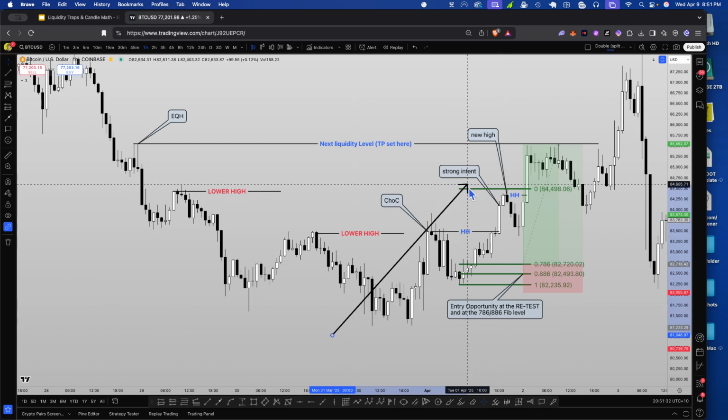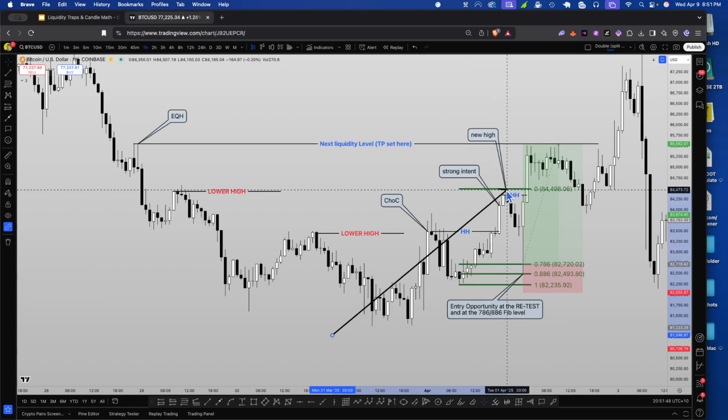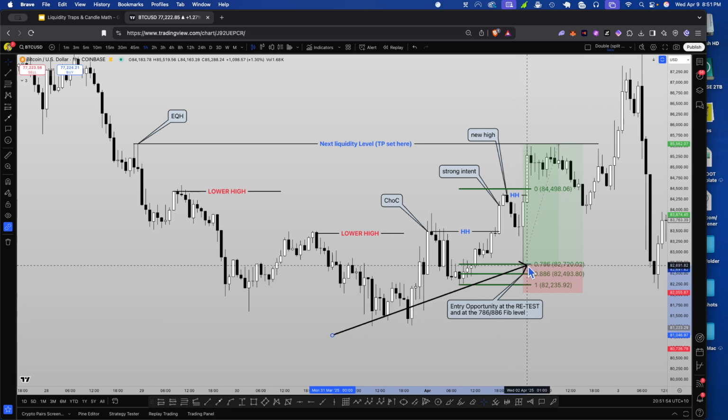Oh, did I miss the whole move? No, what you did, you missed the change of character, and you're going to enter on the retest. So what we do is once we print a high, second high, we go with a nice old fib from the low to the high, and we wait for our favorite areas, 50 to 62 or 786 to 886. And this is exactly what happened.